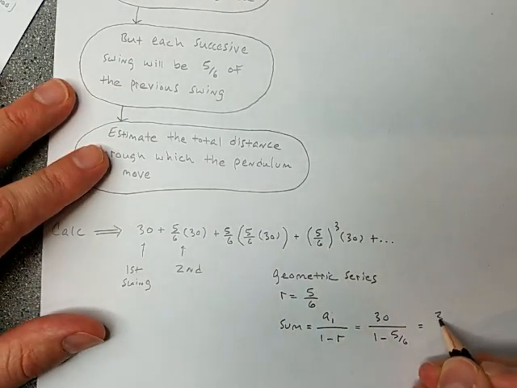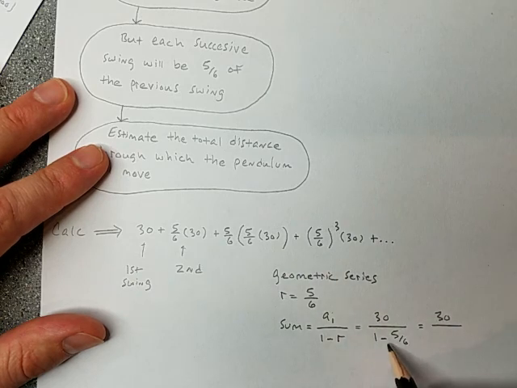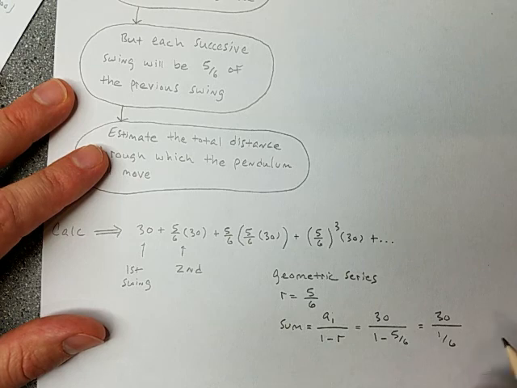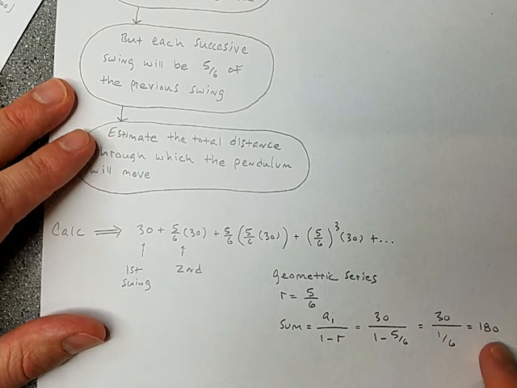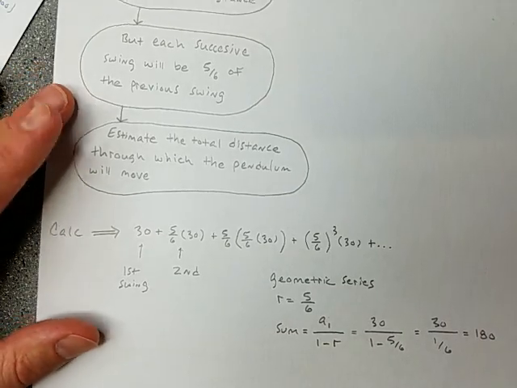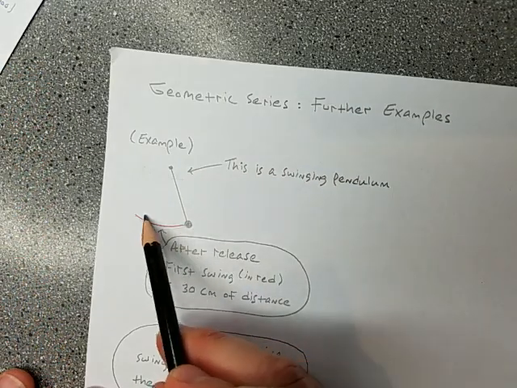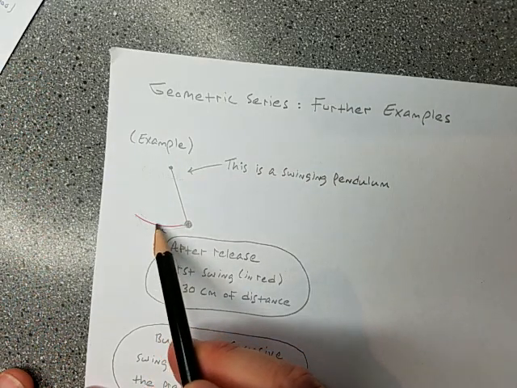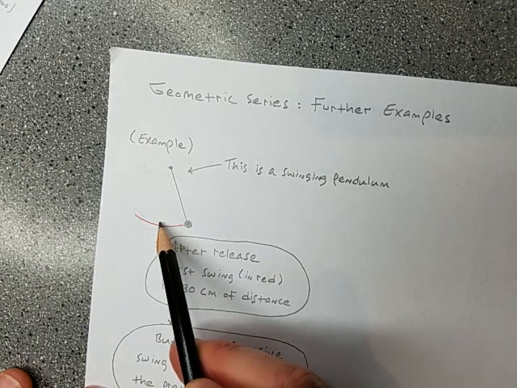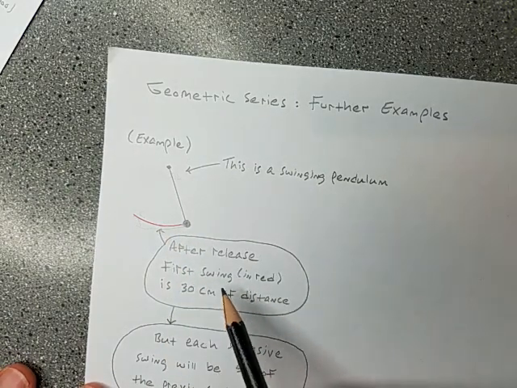So this is going to be 30 over 1 minus 5 over 6. That's 1 over 6, right? And so that will be 180. Okay, now this is a distance. So 180 what? It was 30 centimeters this way, then 5/6 back the other direction, then 5/6 of that. The distance measurements were in centimeters.